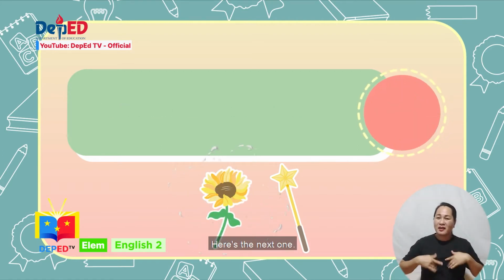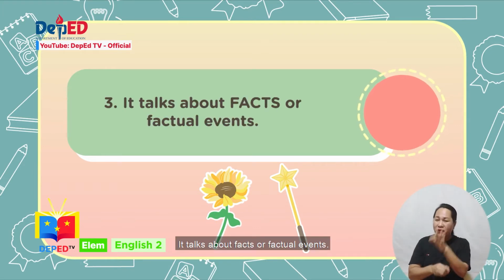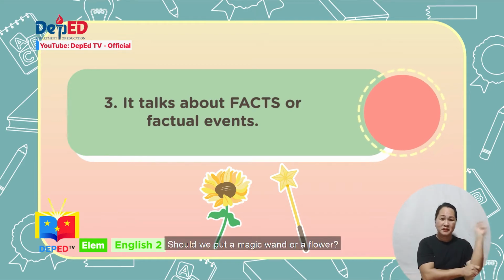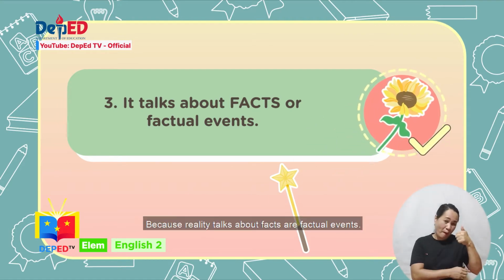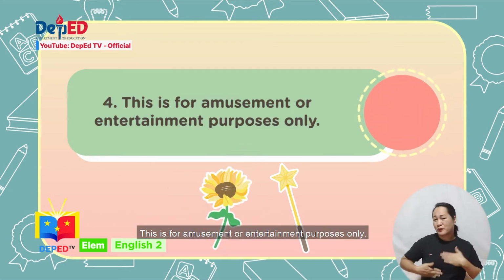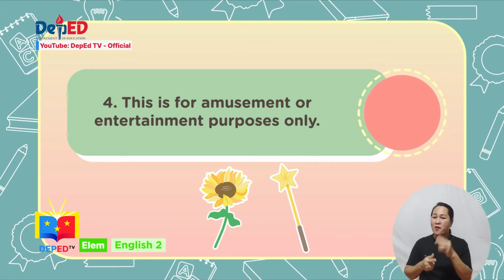Great! Here's the next one. It talks about facts or factual events. Should we put a magic wand or a flower? A flower! Great! Because reality talks about facts or factual events. And for the last one, this is for amusement or entertainment purposes only. Should we put a magic wand or a flower?